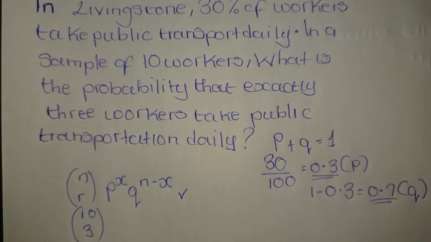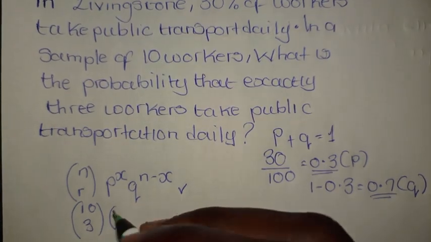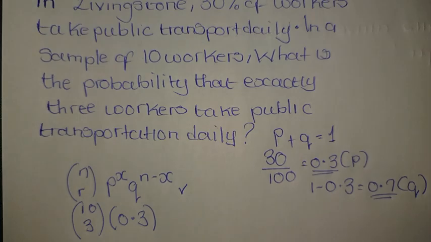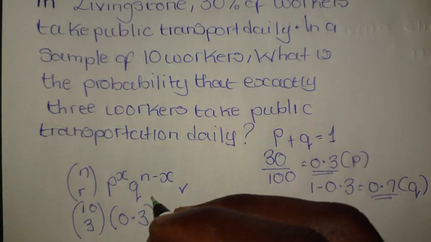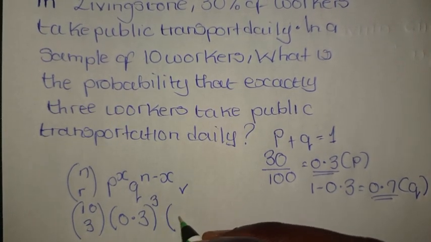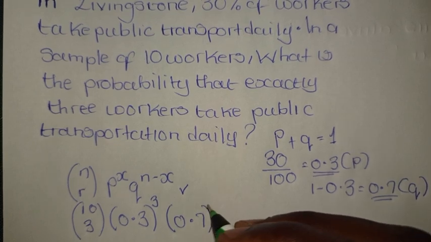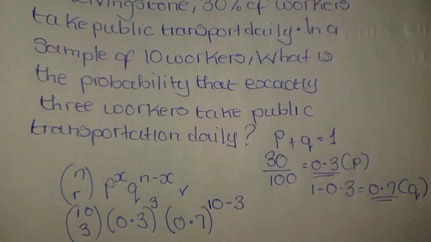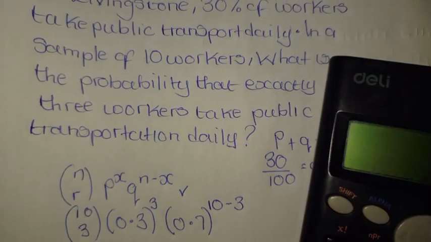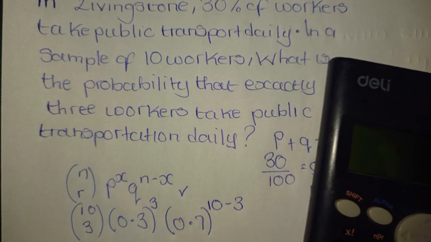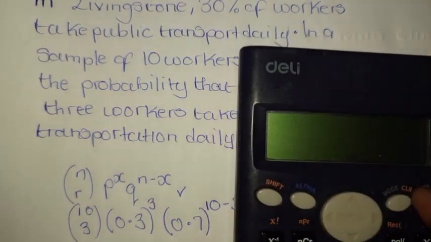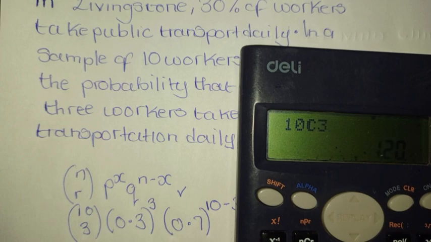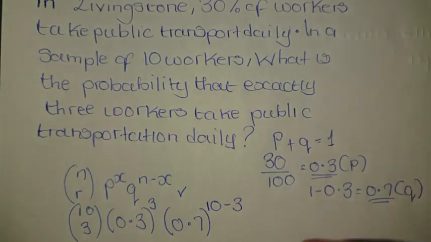So we put 3 here, and we know for sure that p is 0.3, and x is 3, where q is 0.7, and we say 10 minus 3. From here now we will get our calculator. Remember, 10 and 3 like this simply means combination. So 10 combination 3 is the same as 120.